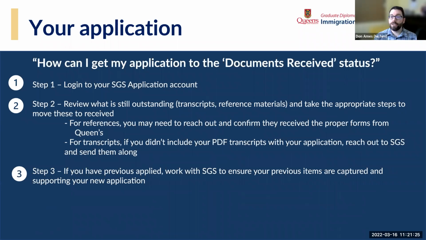So step one is to make sure that you log into your School of Graduate Studies application account. If you haven't done so already, do so right away. If you haven't received any emails from Queen's once you've submitted your application, that's a bit odd. Check your junk mail, check your spam folders, or reach out to the School of Graduate Studies at queensu.studies@queensu.ca. It's important to get logged into the system, to make sure that you're reviewing your application and that you know what is still outstanding.